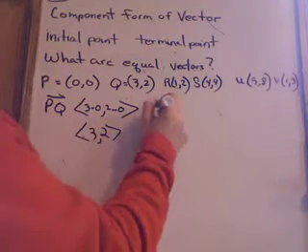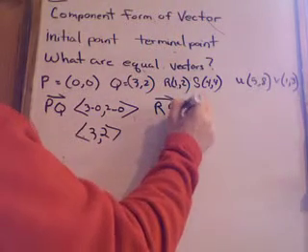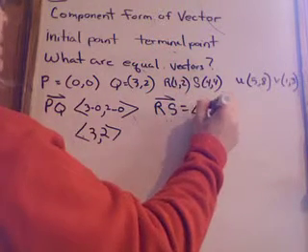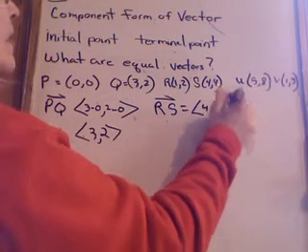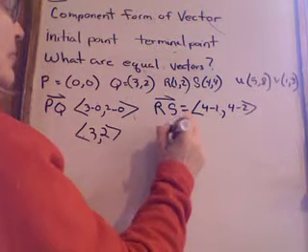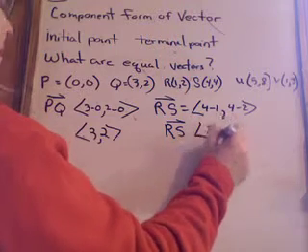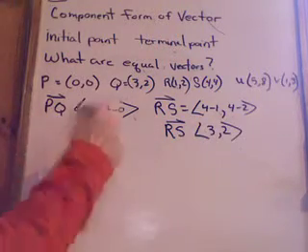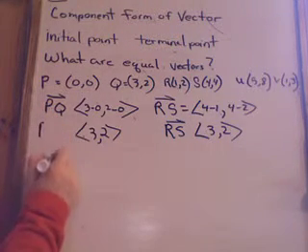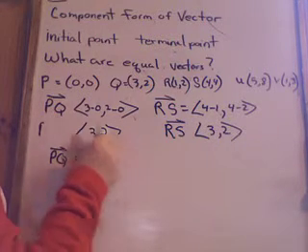What do I get when I do vector RS? Well, let's do that. RS equals 4 minus 1 and 4 minus 2. And what do I get? So vector RS is 3, 2. Those vectors have exactly the same name. So I can say that PQ equals RS.